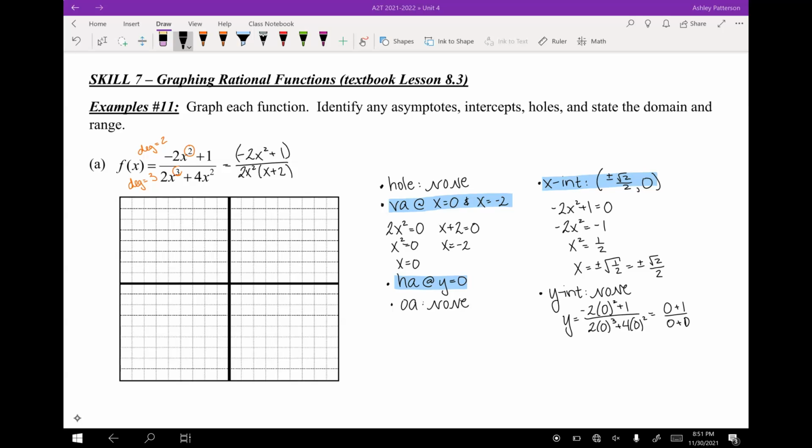Think back. First, we factored. Then we looked for the hole. Then we found the rest from top to bottom of our chart. So really the only order that we went out of was to find the hole first. Okay, let's take a look at 11b.